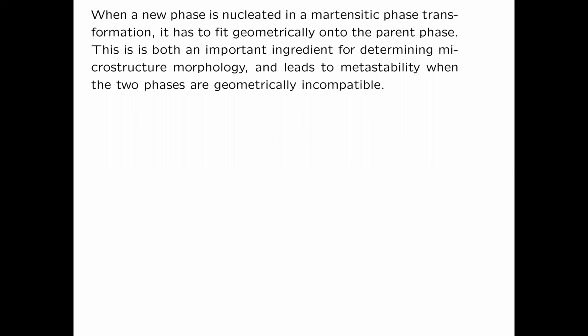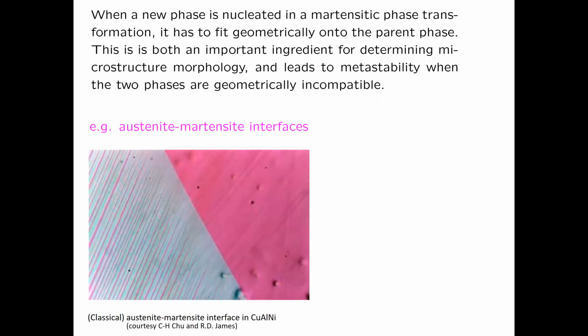Okay, so now when a new phase is nucleated in such a transformation, it's got to fit geometrically onto the parent phase. Okay? And that's an important ingredient for determining the microstructure morphology. And it leads to metastability when the two phases are geometrically incompatible. So this is typically how the high temperature phase changes to the low temperature phase. We showed that it couldn't do it by having a simple interface where here was the identity and here was some element in SO(3)U, right? Because in general, there are no such rank 1 connections.